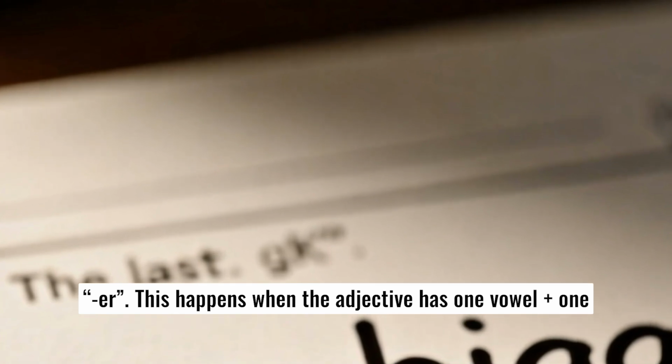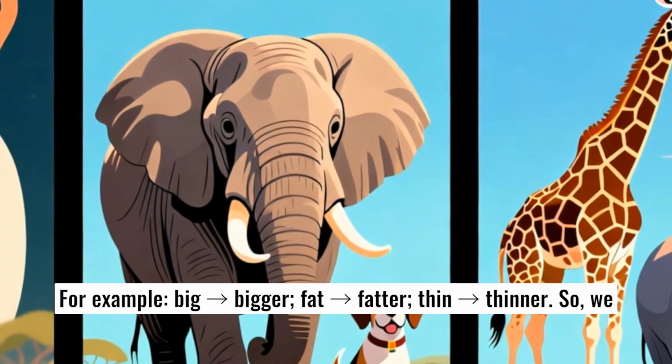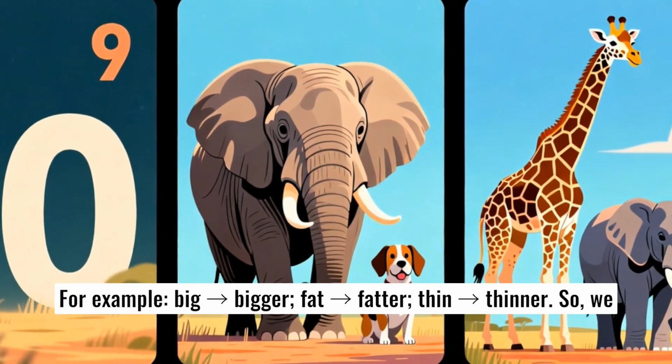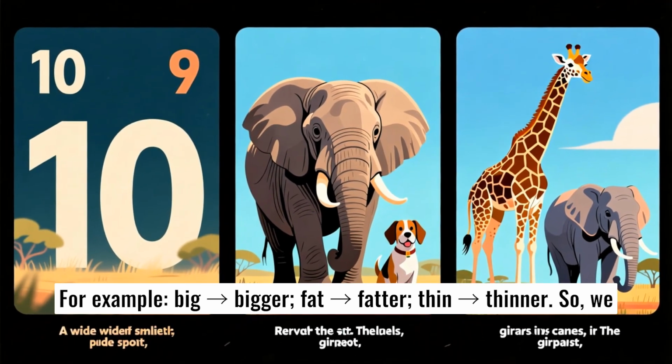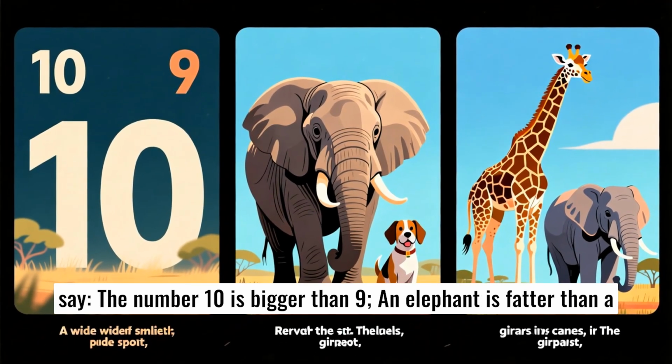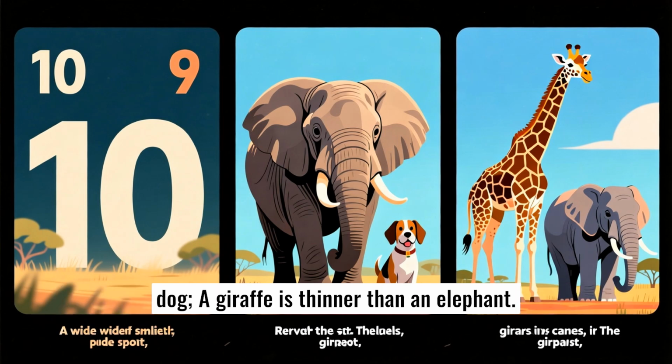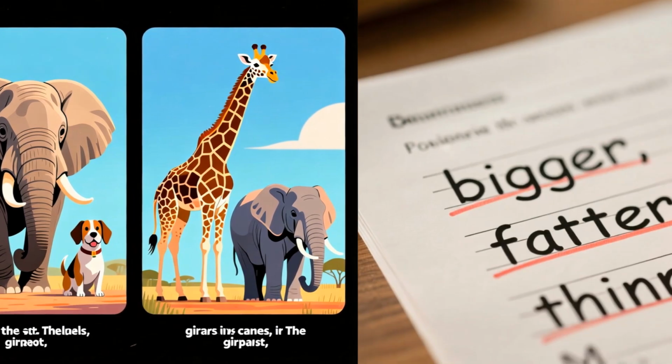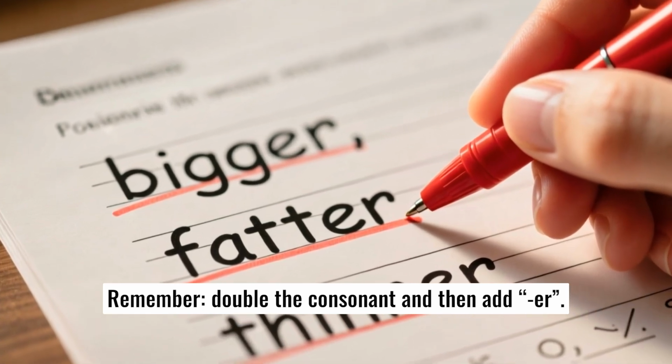Sometimes we need to double the last consonant before adding ER. This happens when the adjective has one vowel plus one consonant at the end. For example, big, bigger, fat, fatter, thin, thinner. So we say, the number 10 is bigger than 9, an elephant is fatter than a dog, a giraffe is thinner than an elephant. Remember, double the consonant and then add ER.